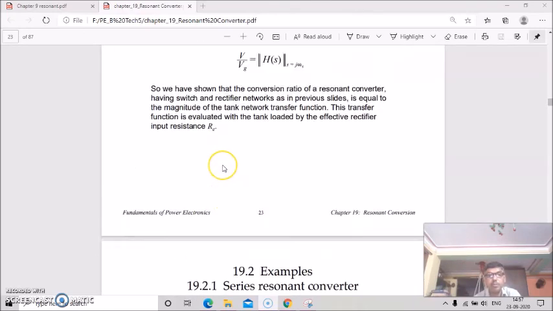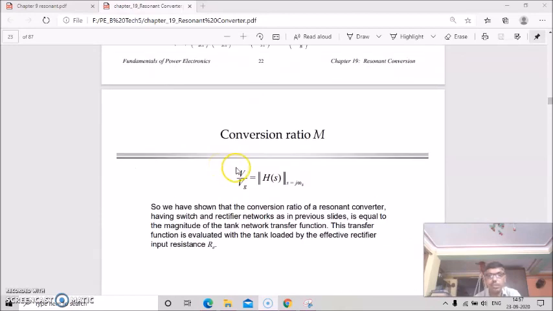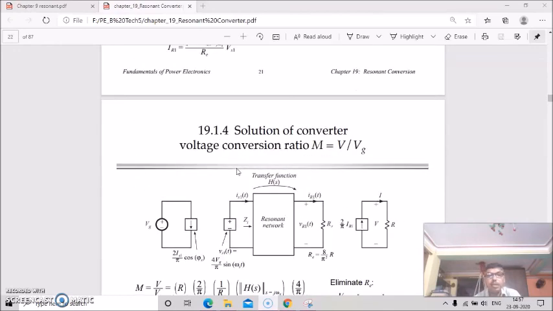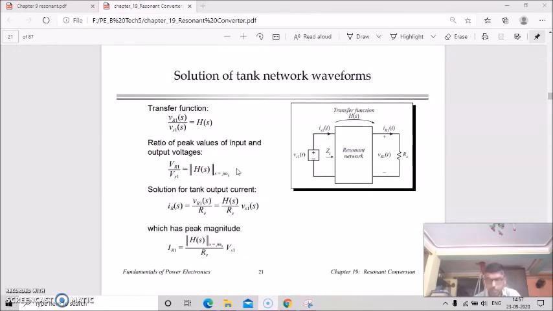So that's all about the basic introduction of resonant pulse converters. We developed a model and discussed different resonant circuits. If you go through this lecture carefully and read it properly, you will be able to understand the basics of the resonant pulse converter.